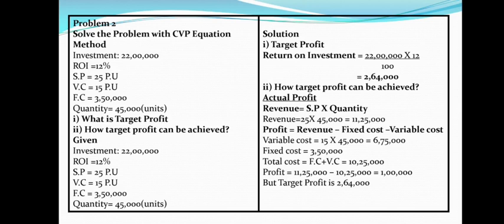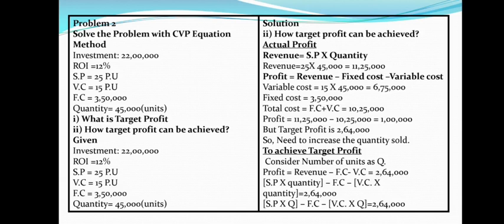So profit equals revenue minus total cost. So revenue is 11 lakh 25,000 minus 10 lakh 25,000, equal to 1 lakh. So actual profit is 1 lakh, but we need to get the target profit of 2 lakhs 64,000. So to achieve the target profit, we need to increase the quantity sold. The quantity sold is already 45,000. To achieve the target profit, we have to increase the total quantity to be sold.